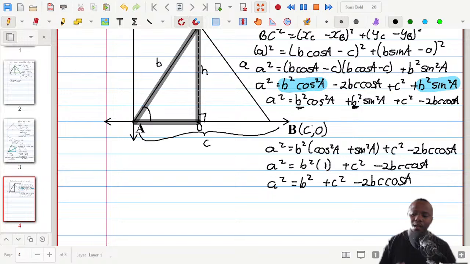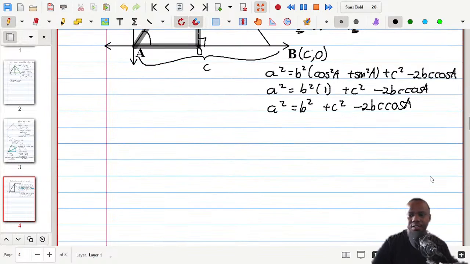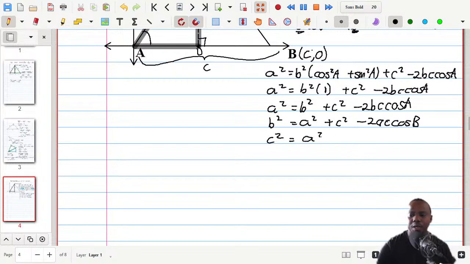Now, just like the sine rule, the cosine rule has multiple ways that we could write it. We could use this formula, or we could say b squared is equal to a squared plus c squared minus 2ac cos of b. We can also have c squared be equal to a squared plus b squared minus 2ab cos of c. Now, when do we use the cosine rule?